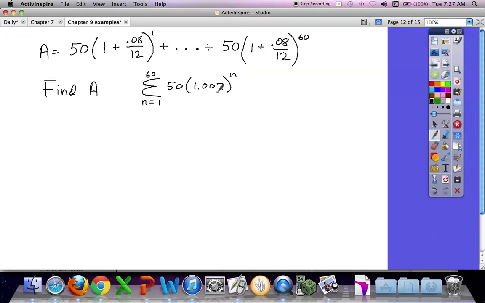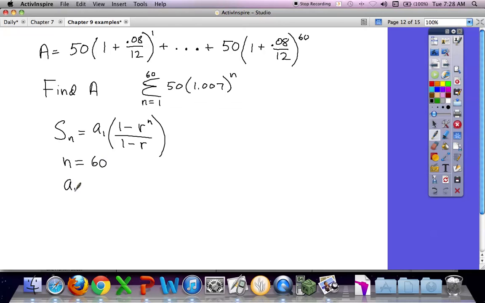Okay, this is a geometric sequence. We're going to use the formula for Sn, which is the first term times 1 minus r to the n, divided by 1 minus r. We need to know 3 things: the number of terms. If it starts at n equals 1 and goes to 60, that's 60.